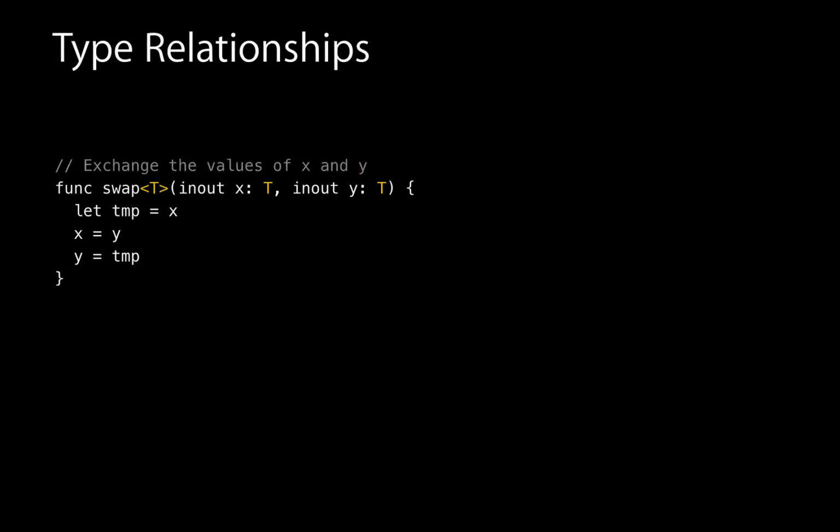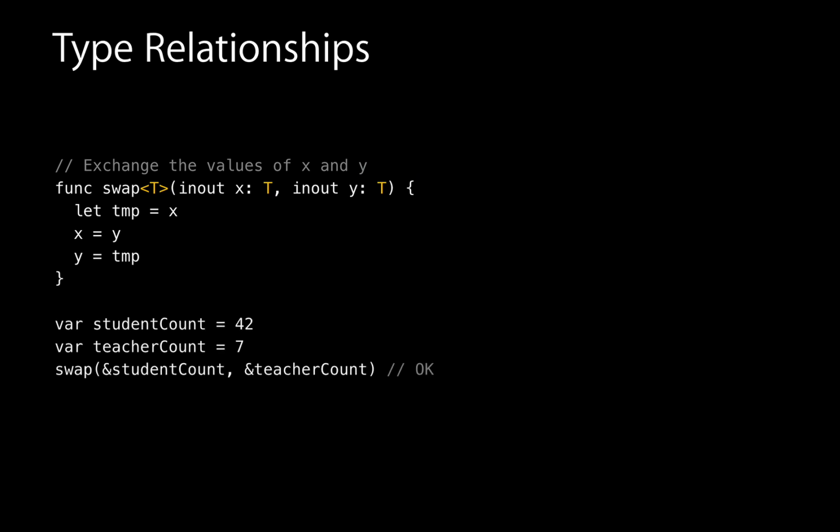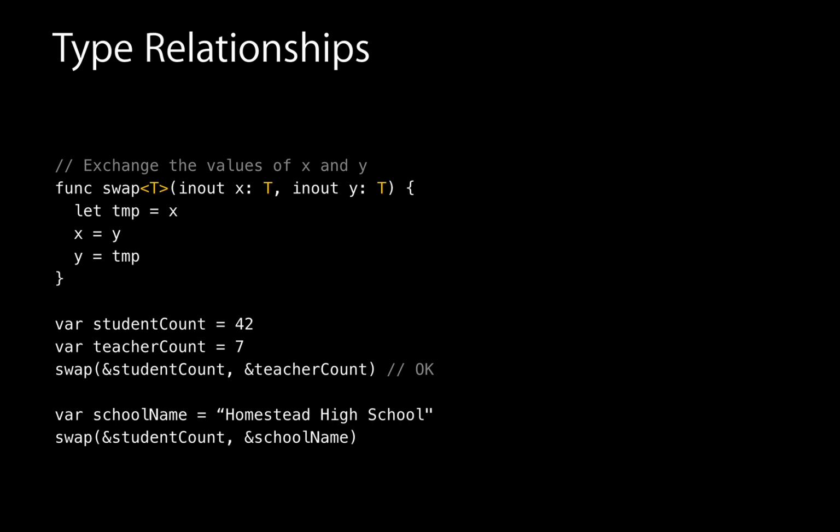Another reason to like conserving type information is that it allows us to express relationships among types. Consider this function, which comes with Swift. It just exchanges two arbitrary values. Here, x and y can have any type at all, as long as they have the same type. So, for example, student-teacher ratios being what they are, it might make sense to exchange the number of students with the number of teachers. But exchanging the name of your school with the number of students is nonsense.